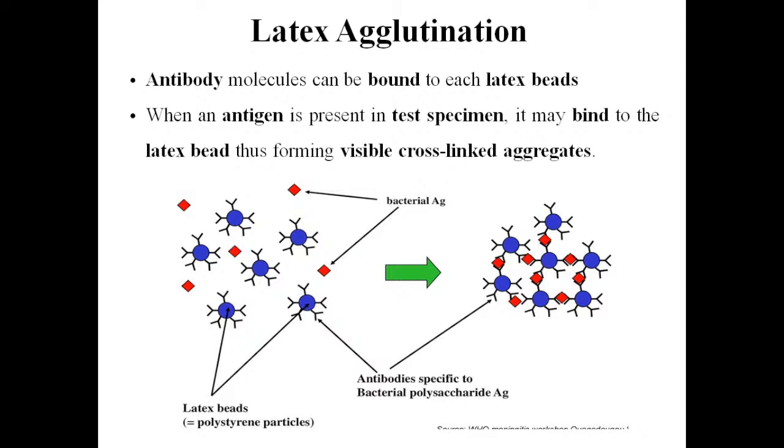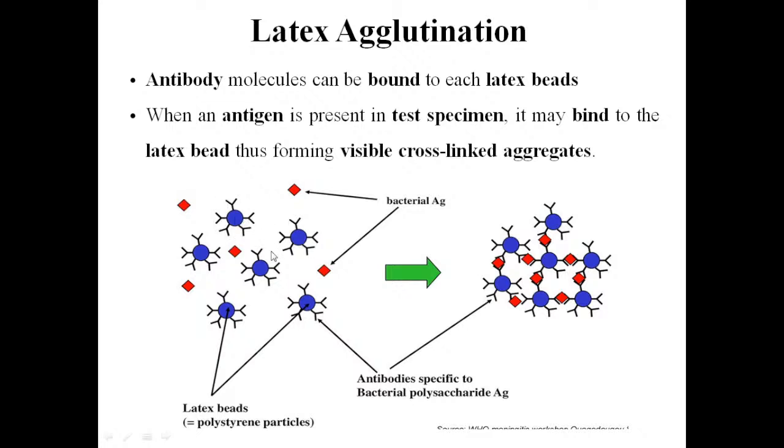So what are indirect agglutination tests? The first type of indirect agglutination test is latex agglutination. You may understand from the name of this test that we use latex as a carrier. Antibody molecules can be bound to each latex bead. Look at this diagram. These are latex, polystyrene latex, and antibodies are bound with them.